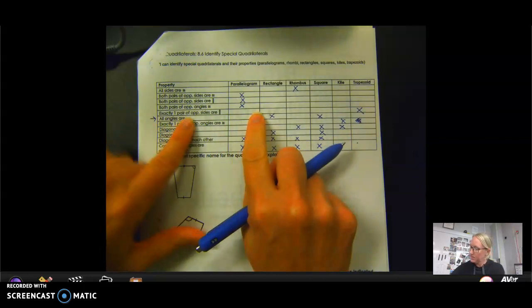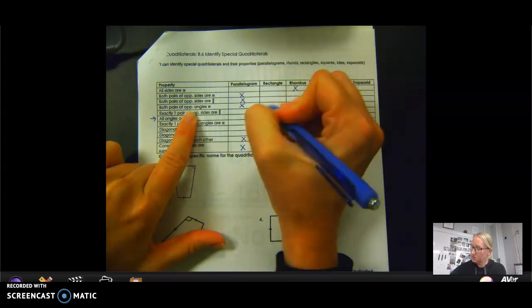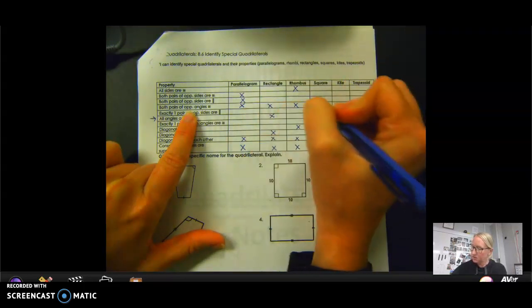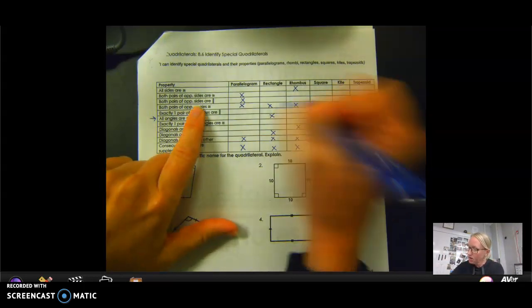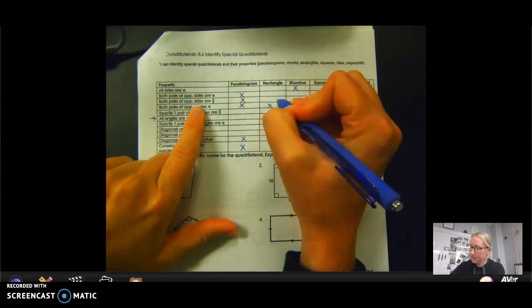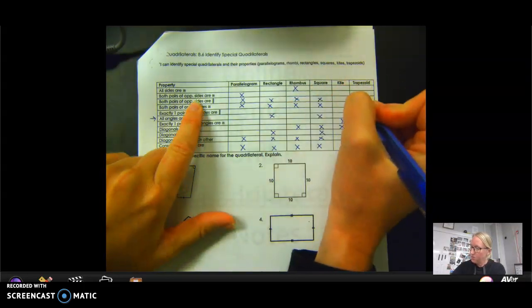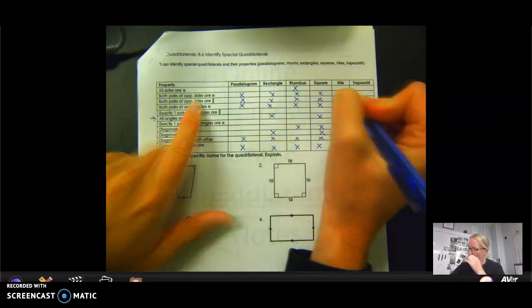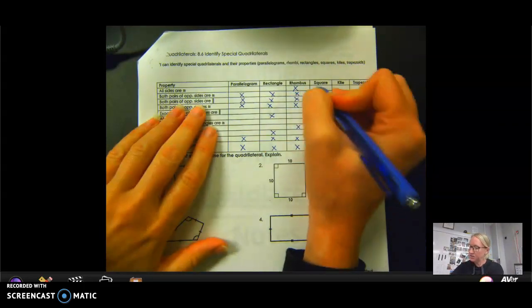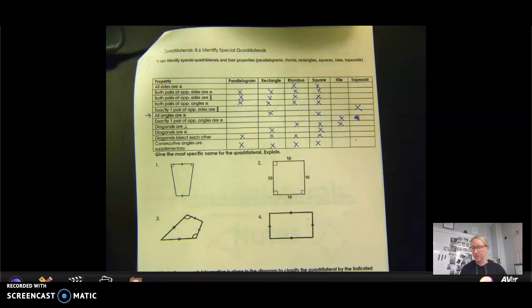So I went through and did from here down all the way across, so I'm going to come back. Exactly one pair of opposite sides are parallel, that's only a trapezoid. Both pairs of opposite angles are congruent, so rectangle and a rhombus and a square, not a kite, not a trapezoid. Both pairs of opposite sides are parallel, yes, yes, yes, no, and no. Both pairs of opposite sides are congruent. So yes, yes, yes, no, and no. All sides are congruent. That is only a rhombus and a square. Hopefully I didn't miss any. It's easy to miss one on there.